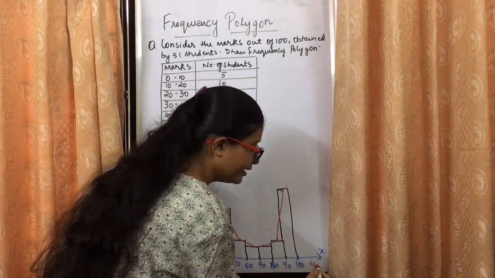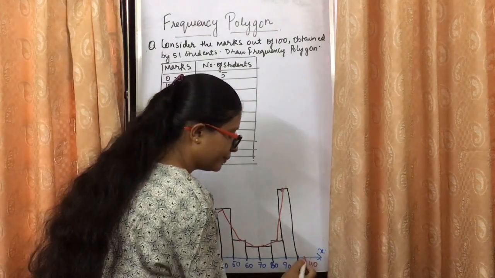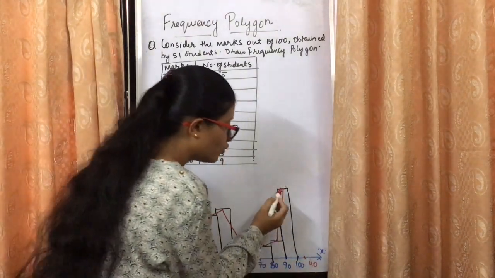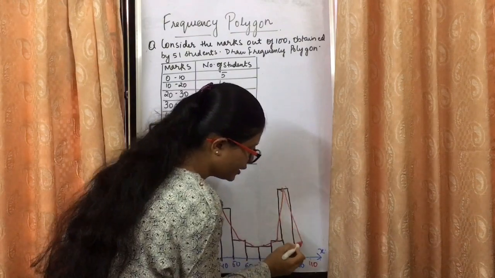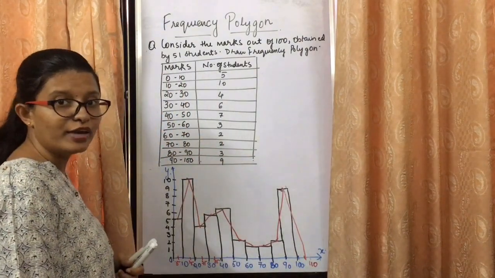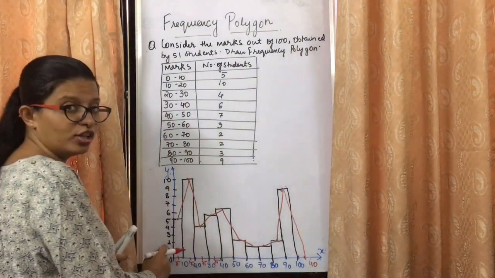Then we will get 110. The point between 100 and 110 is 105. So what we will do is we will join with 105. Similarly, you can do on this side.